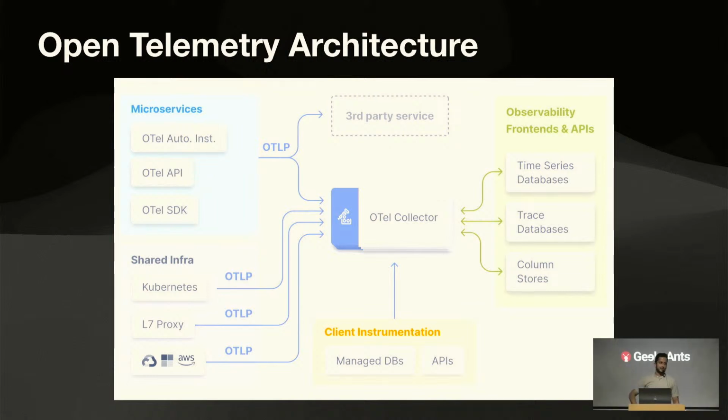On the right-hand side is your telemetry backend. And by this, I don't mean API backends. I mean telemetry backends like Jaeger, like AWS X-Ray, CloudWatch, Prometheus. These are all your telemetry backends.